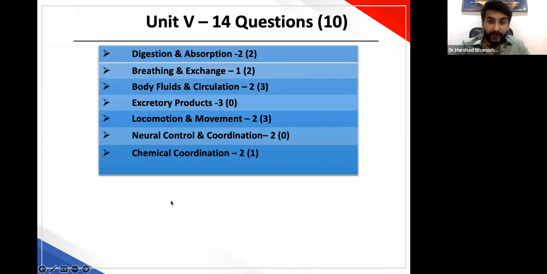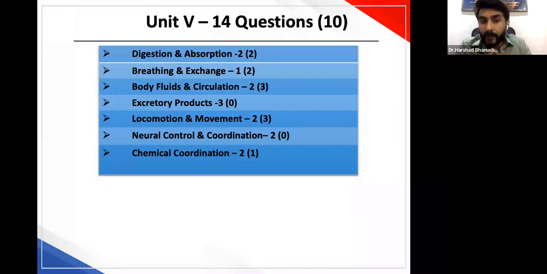Unit 5, if you notice, is a pretty big unit with regards to the number of chapters. There were 14 questions which came from this unit: 2 from digestion, a single question from breathing and exchange, which is understandable since it's a small chapter, and circulation had 2 questions. Excretion, now this was a surprise, had 3 questions.